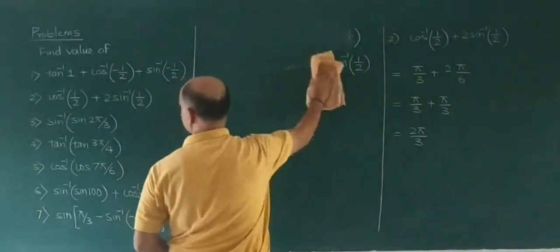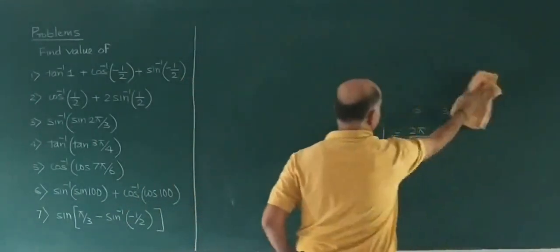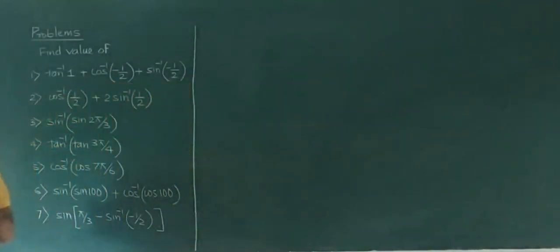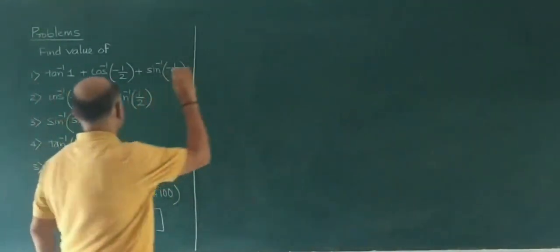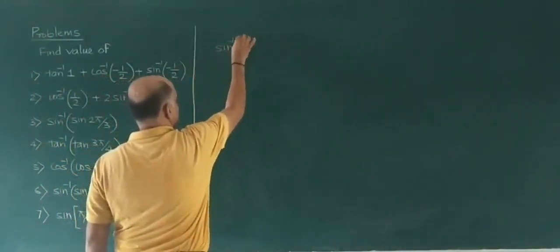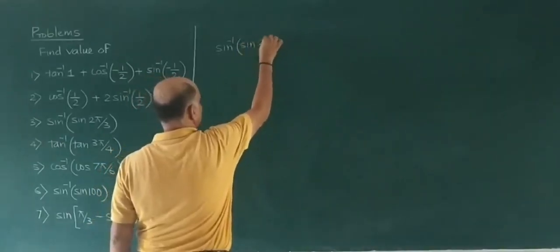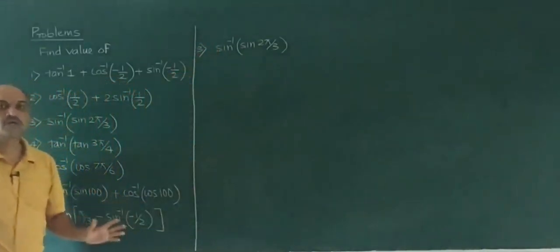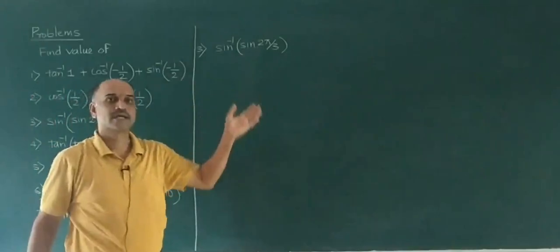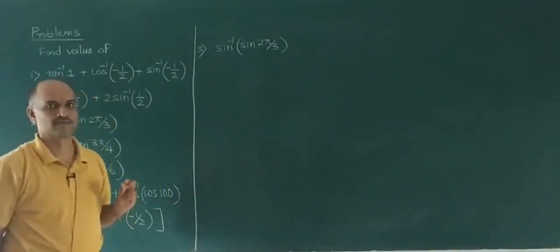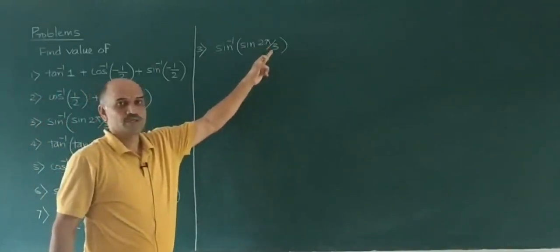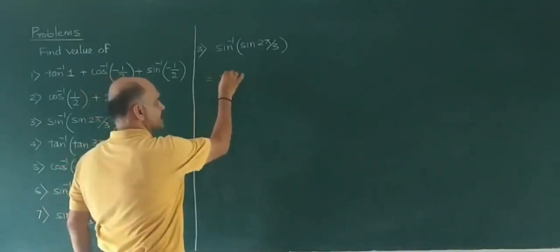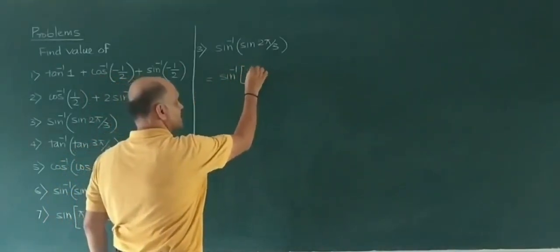Now I will take the third one. Third problem we will solve. So the third one is sin inverse of sin 2 pi by 3. This is the third one. If you are not comfortable with radian, you can convert it into degree and then simplify. So pi by 3 means how much? 60. So 60 into 2, 120. So this is sin inverse of sin 120.